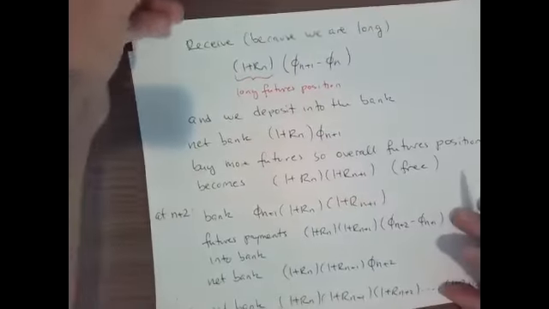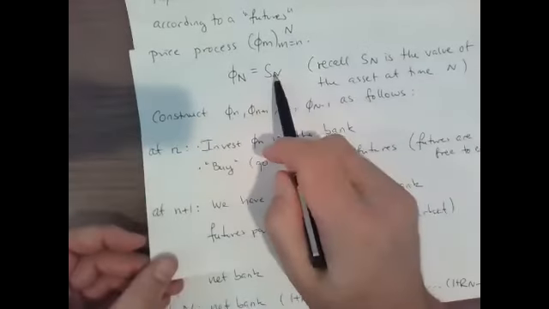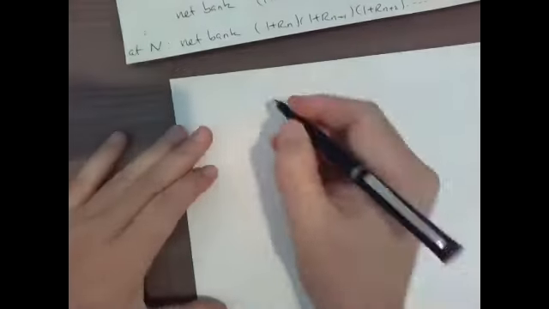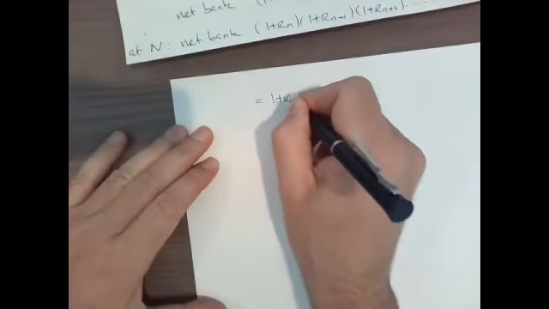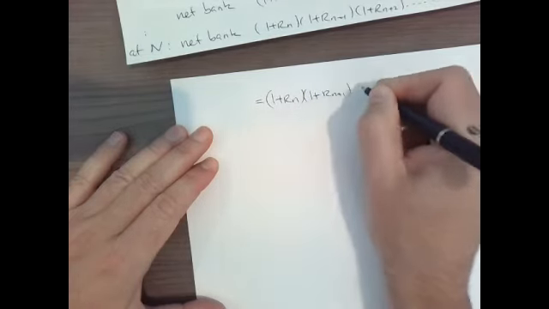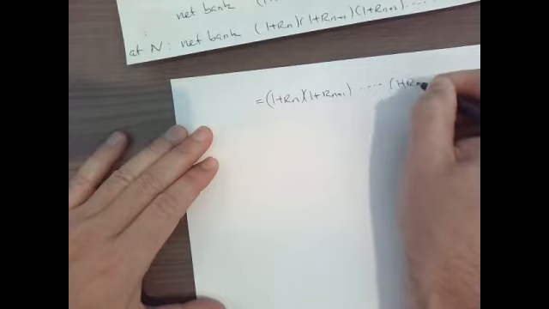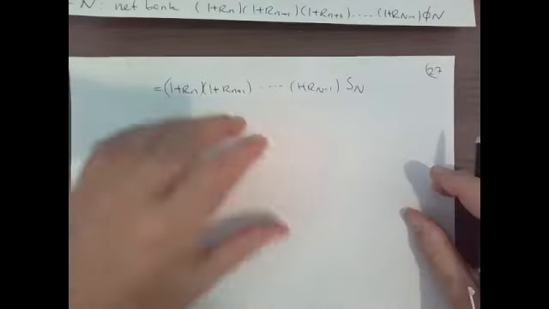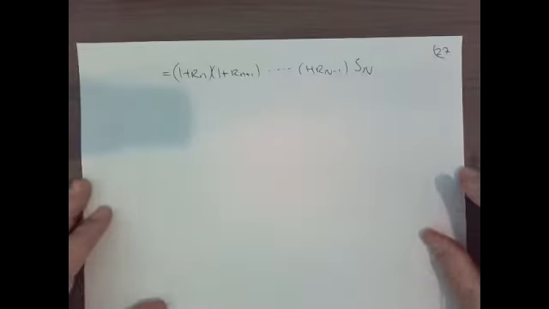And now we use the condition that at the end it is going to be exactly Sn. So this is equal to 1 plus Rn, 1 plus Rn plus 1, 1 plus R capital N minus 1, and then there's going to be Sn here. So this is the value in the bank.